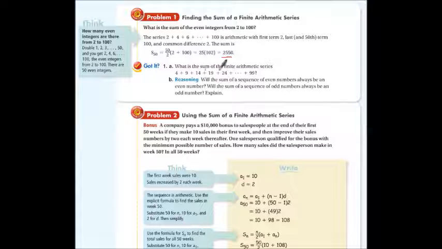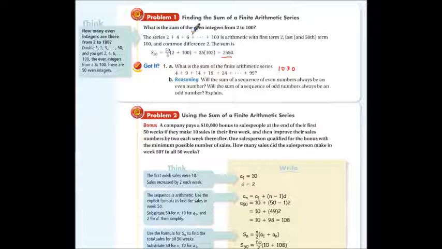So what is the sum of the finite arithmetic series here? Go ahead and figure that out. 1a and then 1b, please. Go ahead and pause the video here and do that now. All right, you're back. The sum here for 1a is 1,030. Goodness gracious, that's a 3.